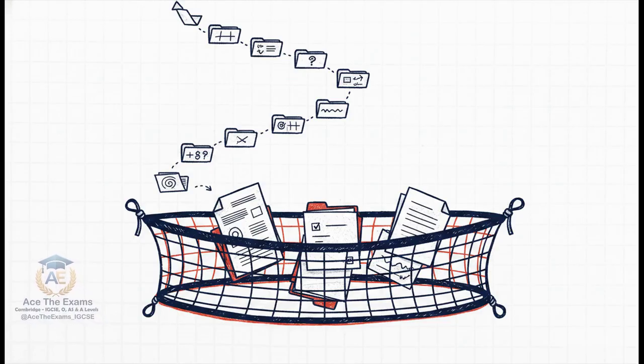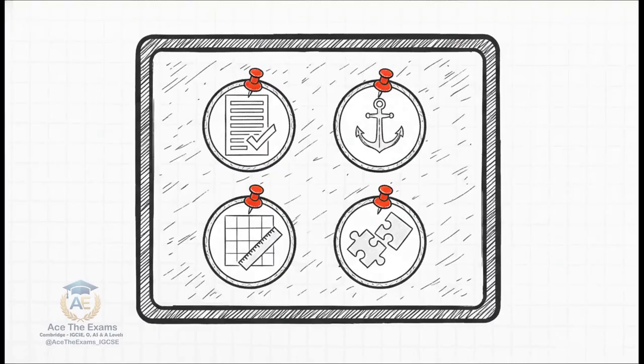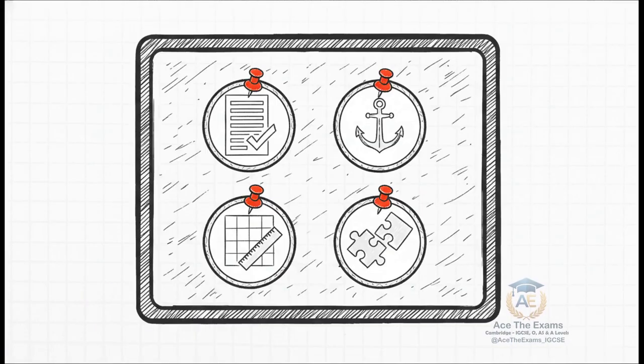Document everything. Finally, Section 6, Case Closed, Exam Checklist. Let's lock in our final suspect profile. I want you to keep this procedural audit checklist firmly pinned to your mental bulletin board for exam day. Rule 1, rigorously document all analytical working to secure those critical method marks. Rule 2, anchor all your math directly to the specific context of the question.